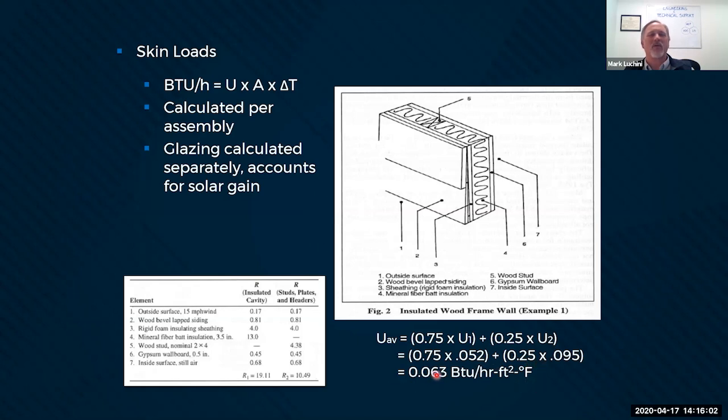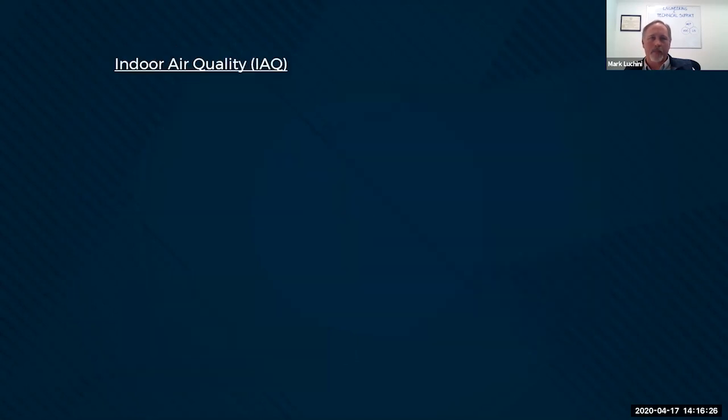You plug that U into this equation up here. You already know the area of the wall, and you know the design temperature difference. In the wintertime in Boston with 7 degrees outside and 72 degrees inside, what's the difference? 65 degrees. So that would be your delta T. And that will spit out the BTUH for that section of wall that your boiler has to account for. Any questions on that?